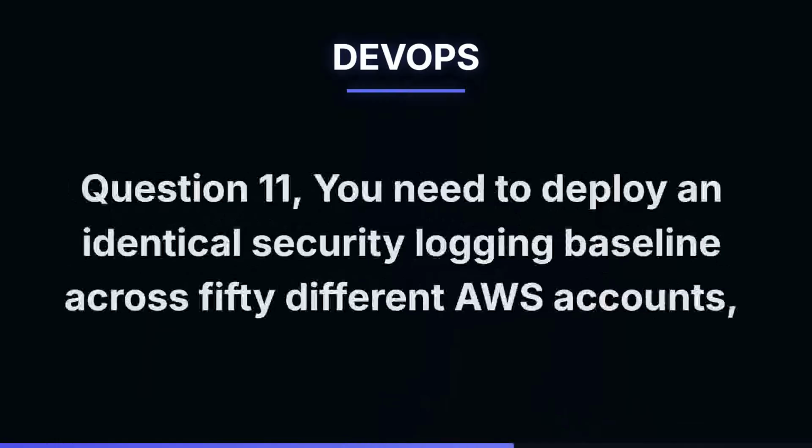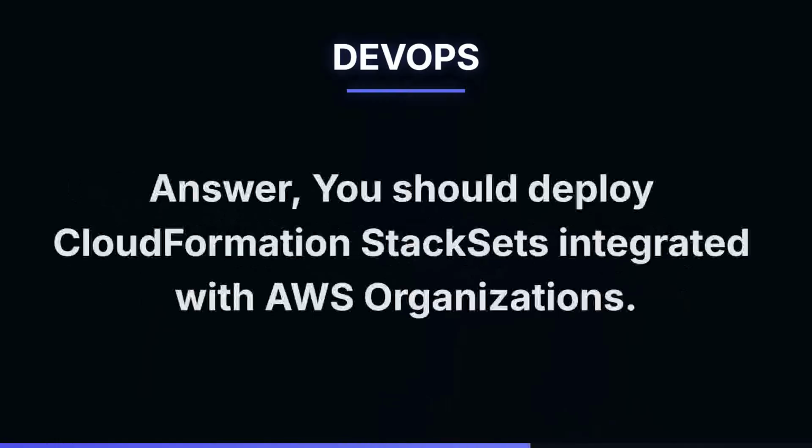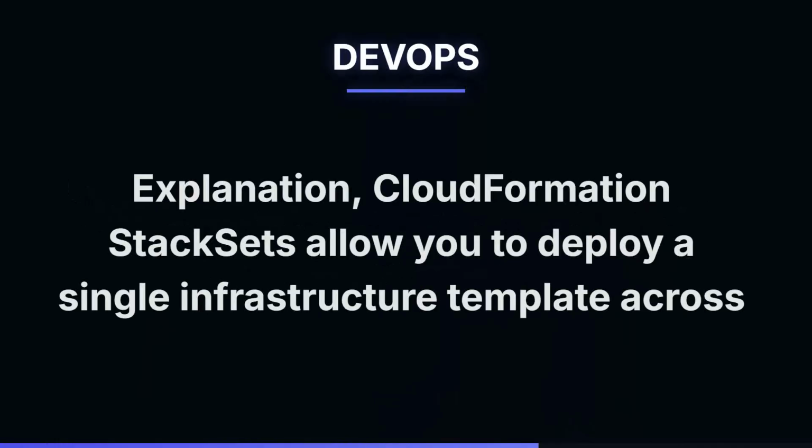Question 11. You need to deploy an identical security logging baseline across 50 different AWS accounts, and this deployment must happen automatically when new accounts join. What is the best solution? Answer: you should deploy CloudFormation stack sets integrated with AWS Organizations. Explanation: CloudFormation stack sets allow you to deploy a single infrastructure template across multiple accounts and regions from a central location.